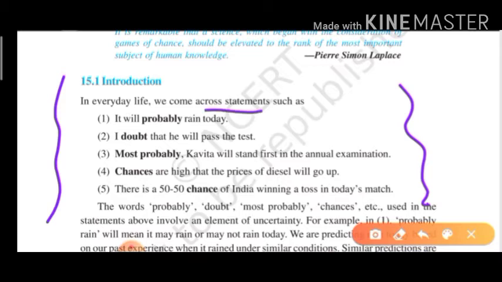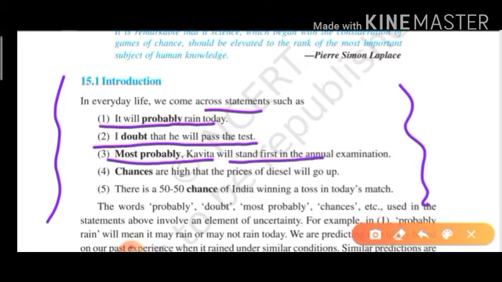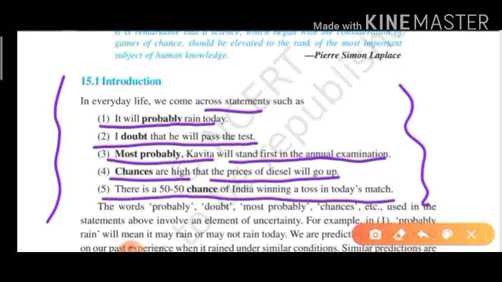See, it will probably rain today. I doubt that he will pass the test. Most probably Kavita will stand first in the annual examination. Chances are high that the prices of diesel will go up. There is a 50-50 chance of India winning a toss in today's match.